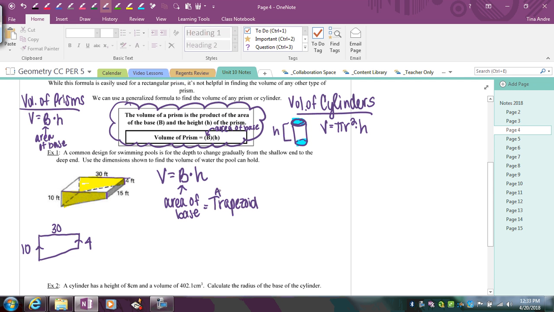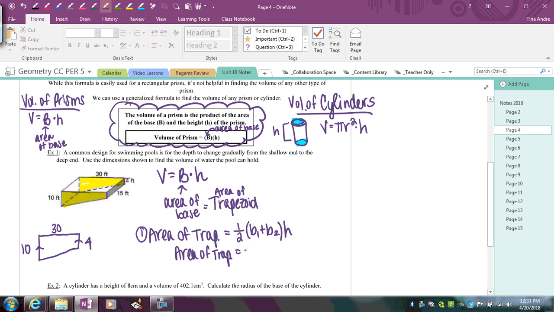So I'm going to say area of trapezoid. That means off to the side here, let's figure out that first before we plug in. So the area of the trapezoid is equal to 1/2 base 1 plus base 2 times the height, or base 1 plus base 2 times height all over 2.